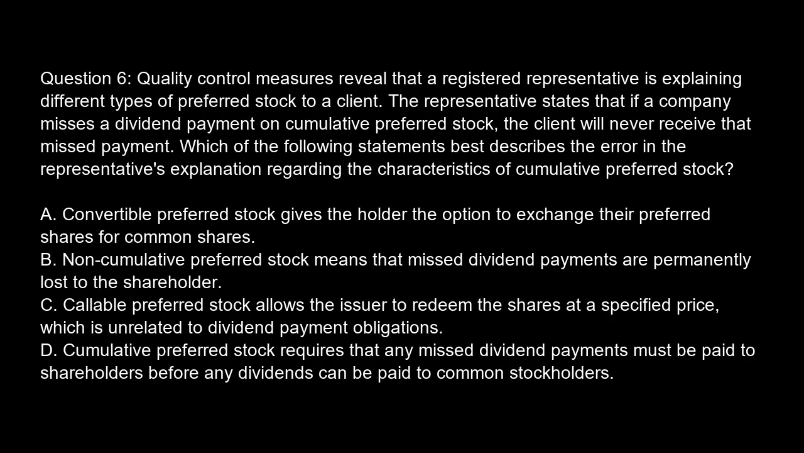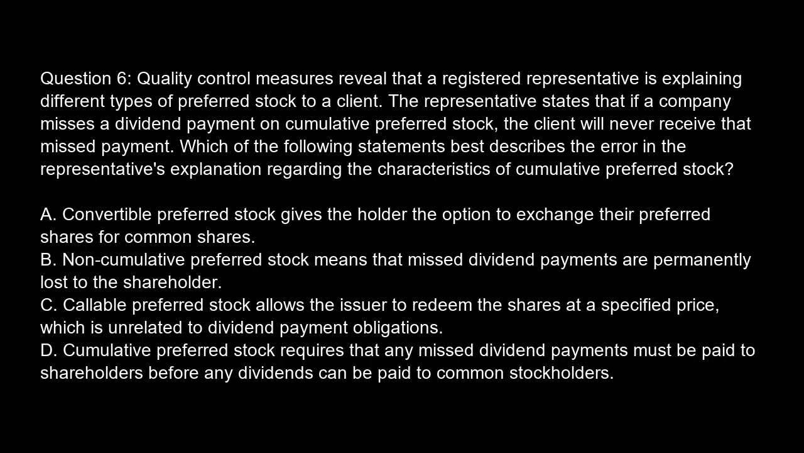Quality control measures reveal that a registered representative is explaining different types of preferred stock to a client. The representative states that if a company misses a dividend payment on cumulative preferred stock, the client will never receive that missed payment. Which of the following statements best describes the error in the representative's explanation regarding the characteristics of cumulative preferred stock?